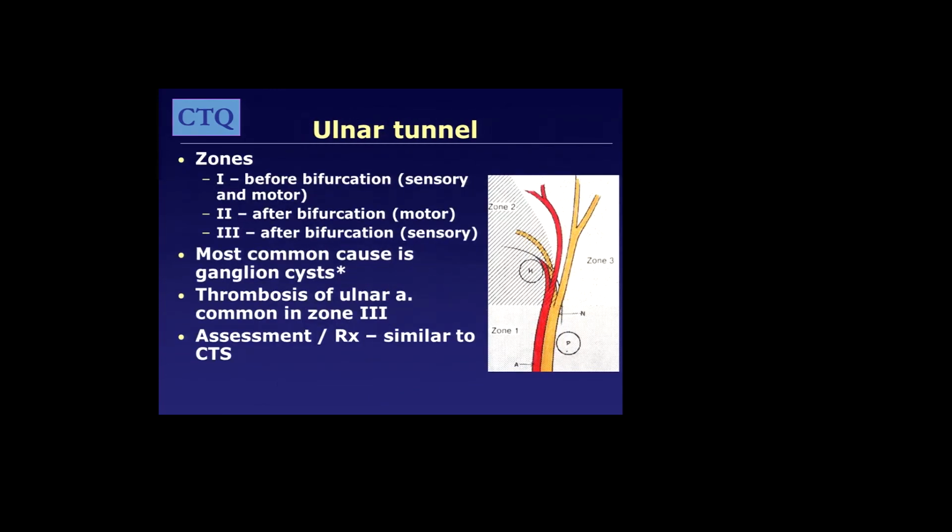The distal ulnar tunnel, Guyon's canal, is divided into 3 zones. Zone 1 is proximal to the nerve's bifurcation and involves both motor and sensory symptoms. Zone 2 involves compression of the deep motor branch, and Zone 3, the superficial sensory branch. The most common cause of compression in Guyon's canal is ganglion cysts. Commonly, thrombosis of the ulnar artery in Zone 3 causes sensory symptoms. And again, treatment is similar to carpal tunnel.